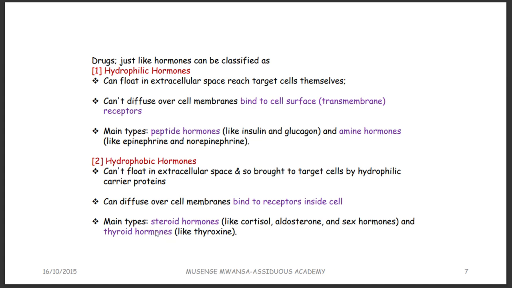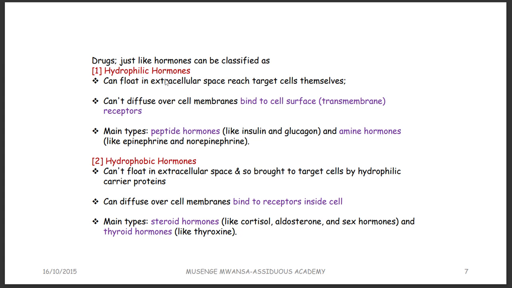So steroid hormones are derived from cholesterol, and cholesterol is a lipid. Examples of such hormones include cortisol, aldosterone, and the sex hormones like the estrogens. So these ones, including the thyroid hormones like thyroxine, T3 and T4, will bind to intracellular receptors.